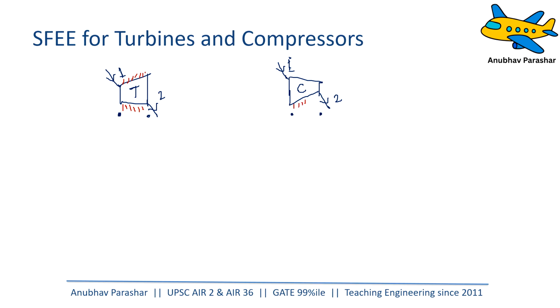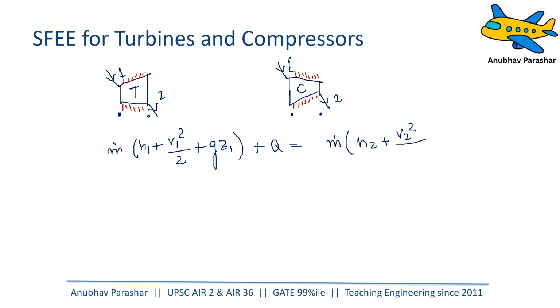This is a basic assumption. It need not be so. In higher level problems, you'll see we'll just cut off this assumption. Let us write down the general steady flow energy equation. So I can write it as mass flowing in: H1 plus V1 square by 2 plus g Z1 plus Q is equal to mass flowing out, which is also equal to the mass flowing in: H2 plus V2 square by 2 plus g Z2 plus W.